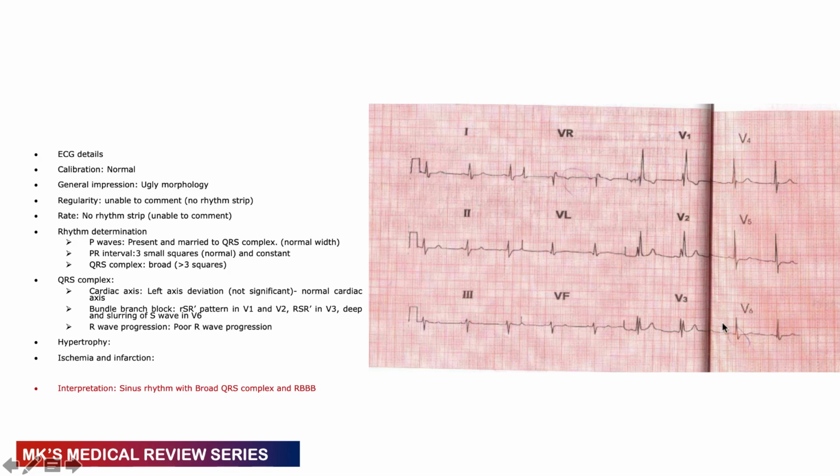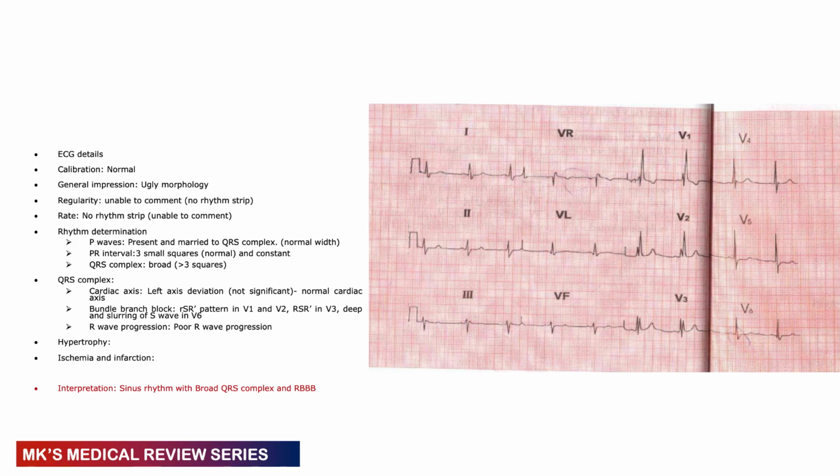When you look at the RS wave progression, remember lead 1 is supposed to be facing upwards, lead 2 is supposed to be facing upwards, lead 3 should be facing upwards, the QRS complex in lead AVL and even AVF is supposed to be facing upwards. All of them should be facing upwards, but we can see that our QRS complex in lead 3, even in lead AVF, are facing downwards. So this is a poor RS wave progression.